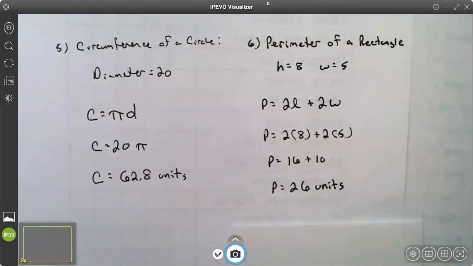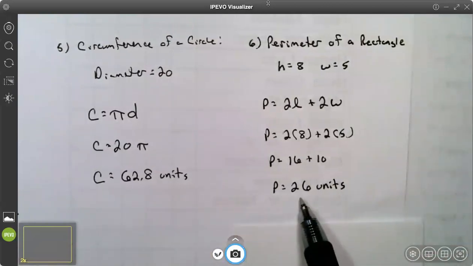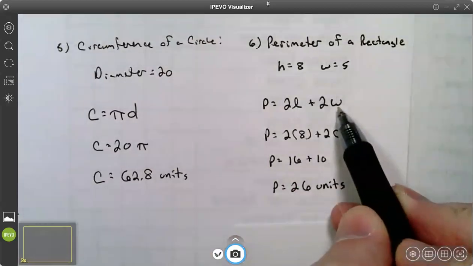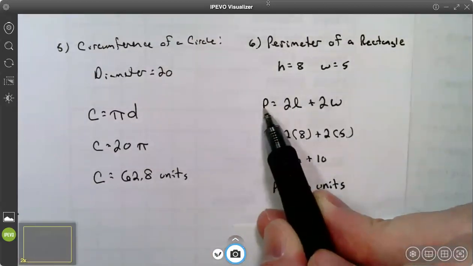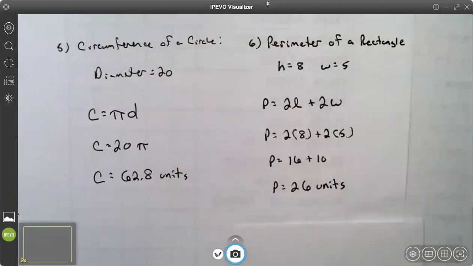Now, same problem could have been given like this. The rectangle has a perimeter of 26, a height of 8, you find the width. So we'd have put 26 in the place of P, 8 in the place of height or length, and we would have solved the equation for W.